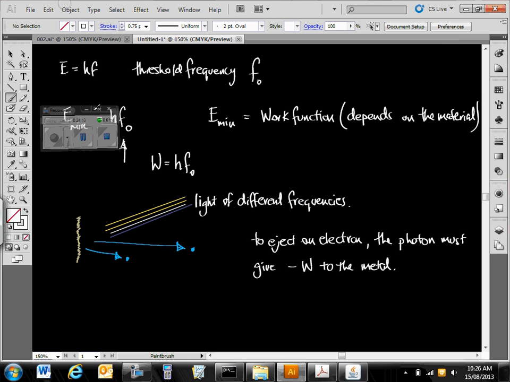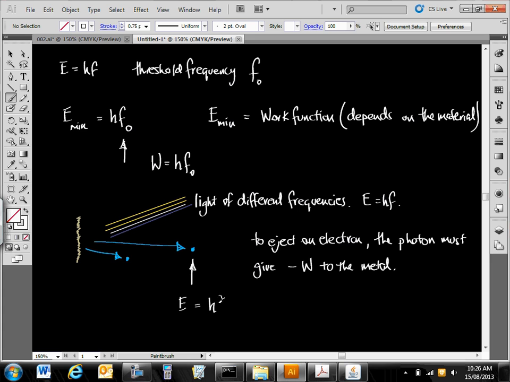Okay, but these photons have energy E equals hf. So you can see that the energy that one of these electrons has is E equals hf minus the work function. The energy of this electron that's ejected is equal to the original photon energy minus the work function of the metal.